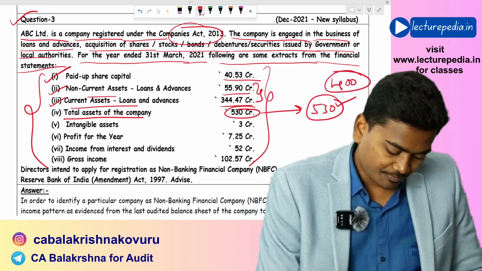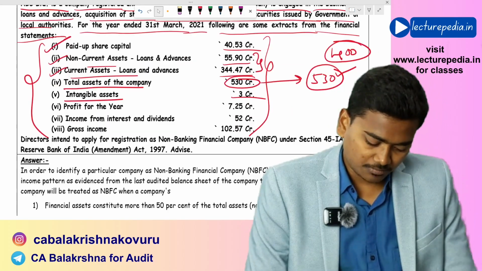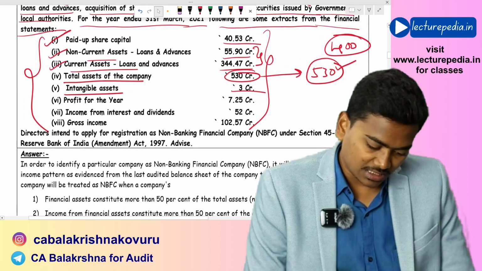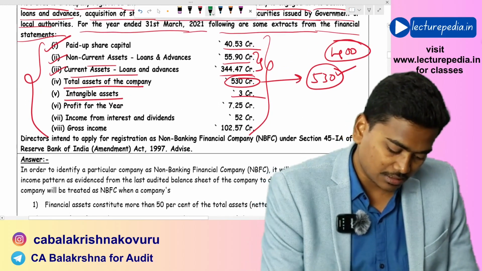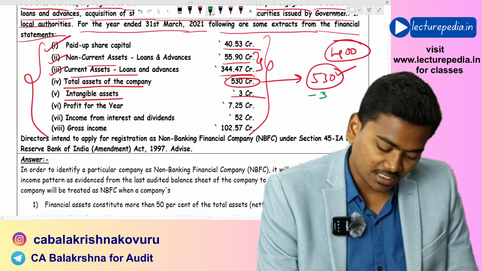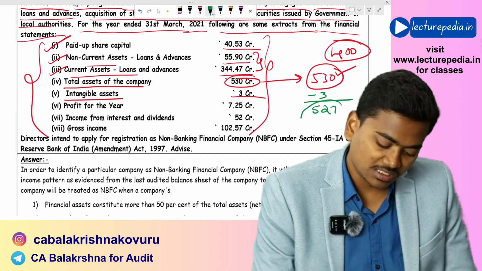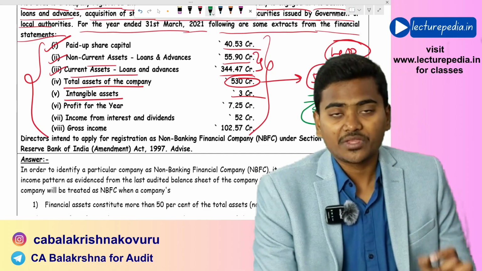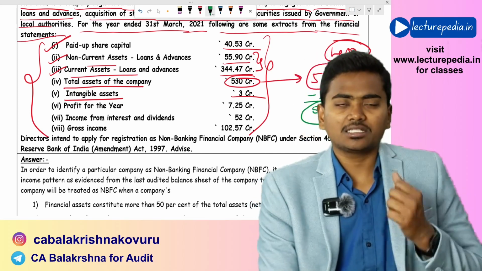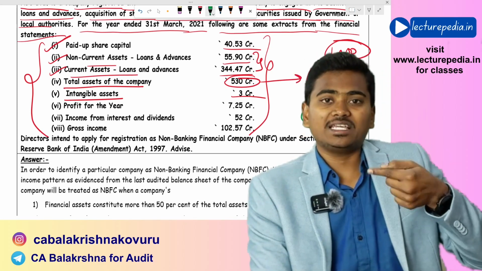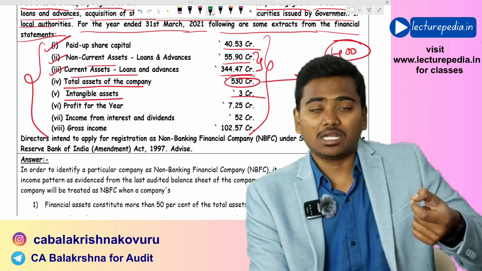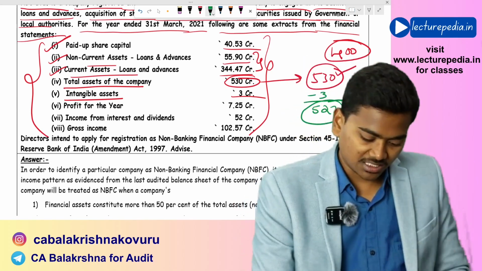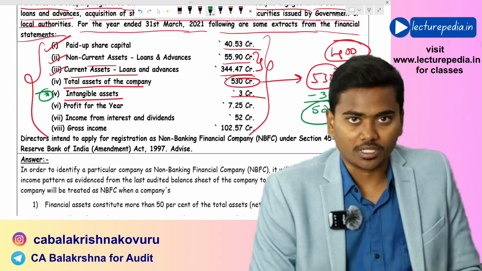Coming to the income condition, and here intangible assets is 3 crores. Basically, you should net off that intangible asset, right? So 530 minus 3, 527, this is the total assets. Of these total assets, more than 50% should be financial assets. Basically, while calculating the total assets, you should net off any intangible assets. If at all there are any intangible assets, you need to reduce that intangible asset from the total assets. Hope that is clear. This would be an important point.